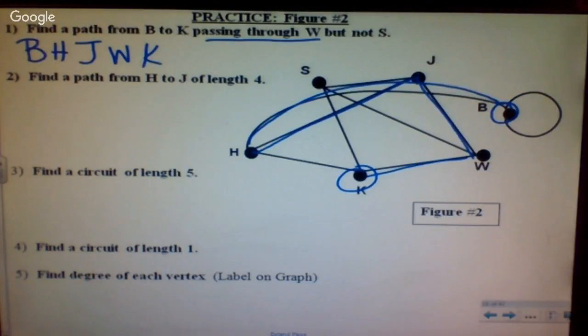Can you pass through the same point twice? Yes. You can go through the same point as many times as you want. You just cannot go across the same line once you've crossed it. So it's kind of like a one-way street. Once you go down, you're stuck there.